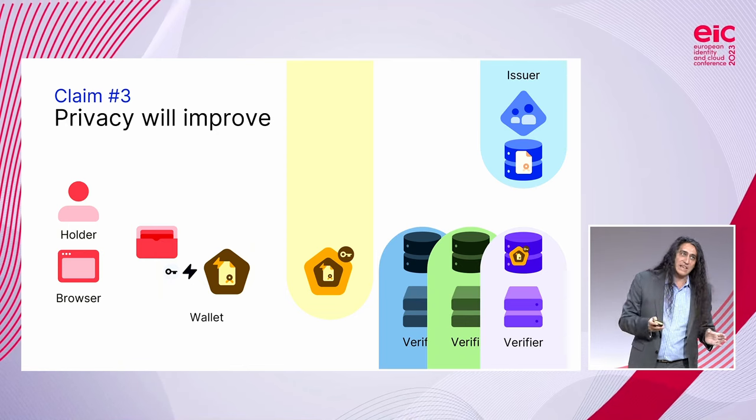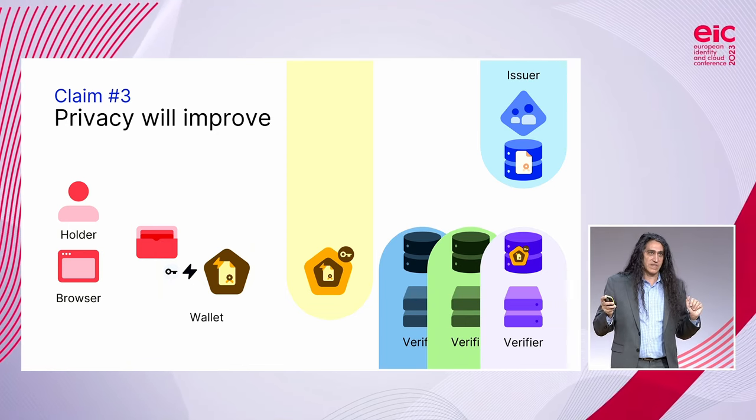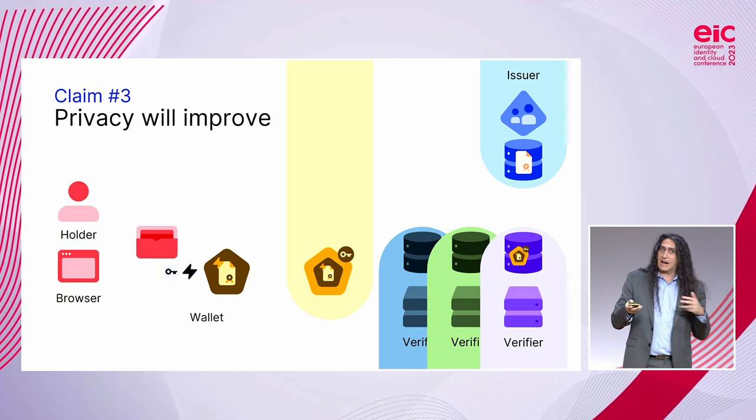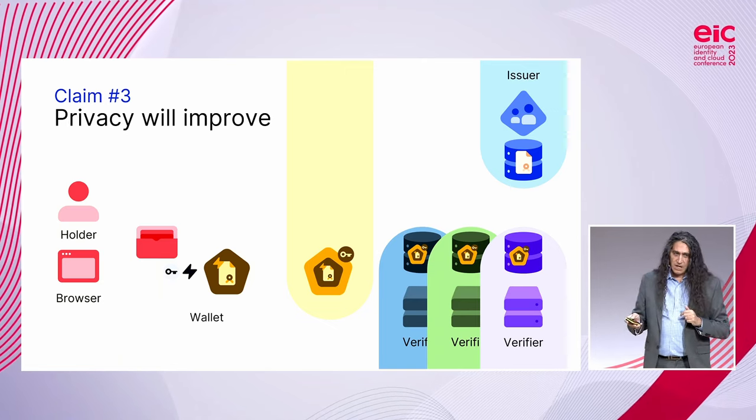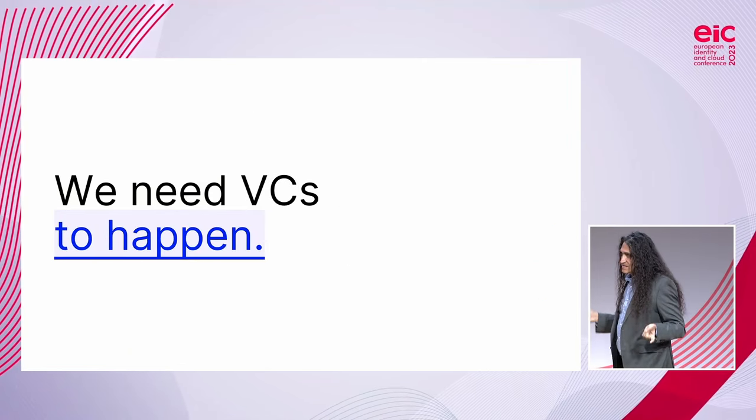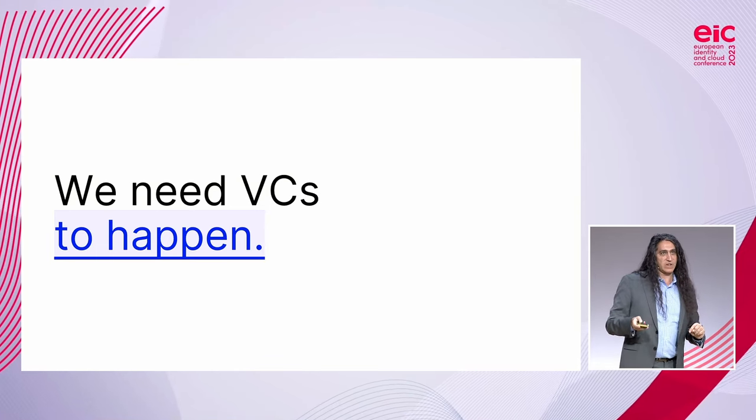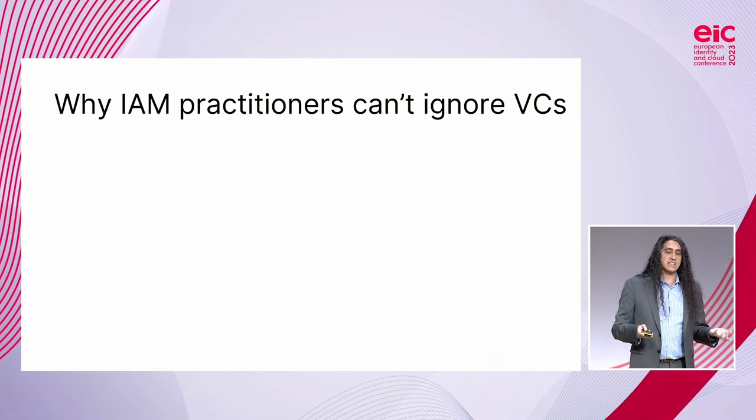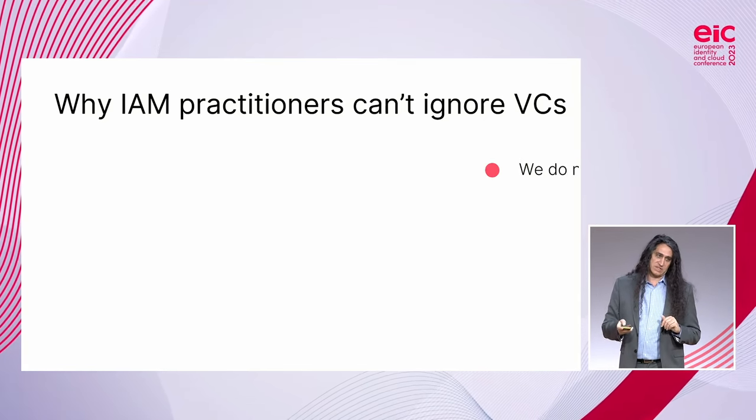And let me stress, selective disclosure alone won't solve the problem, because it's a voluntary act, hard to get people to opt in. So, that said, I stand by what I said at the very beginning. We need verifiable credentials to happen. And there are things that only verifiable credentials can do, and those things are very important.